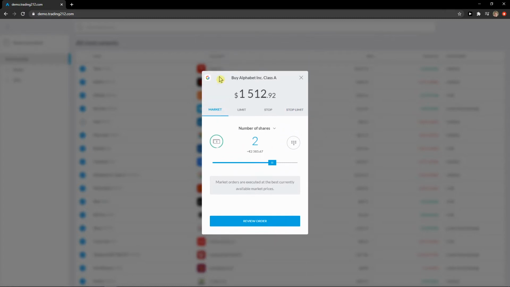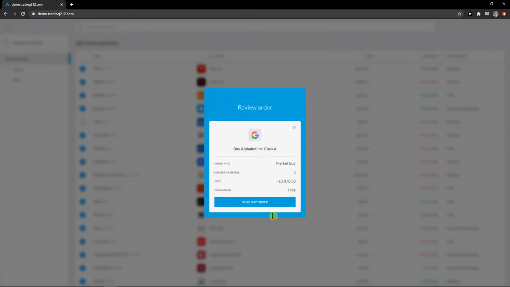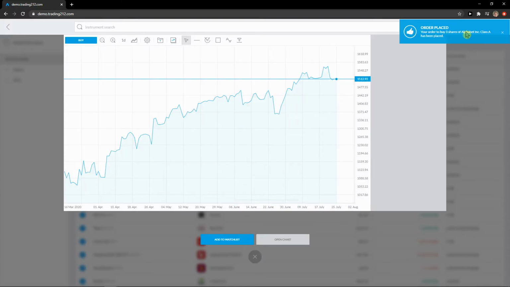Okay, so let's click market here. I'm going to just buy shares, review order, commission free, cost this, number of shares, and send buy order. And it's been placed right now.